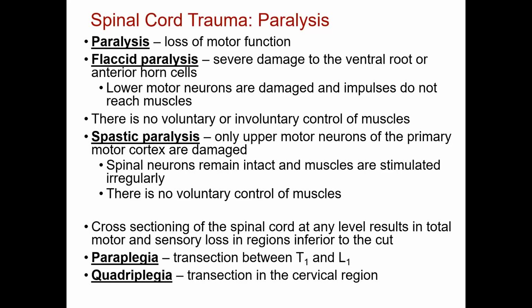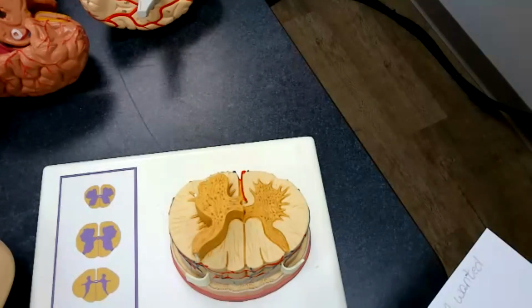If we transect the spinal cord, depending on the level of the damage, in the area between the first thoracic and first lumbar, T1 and L1, it usually results in paraplegia, where the lower half of the body is paralyzed. If we transect it in the cervical region, somewhere around C3, C4, we get quadriplegia, where we have paralysis from essentially the neck down. And that is everything we're going to talk about on the brain and spinal cord.